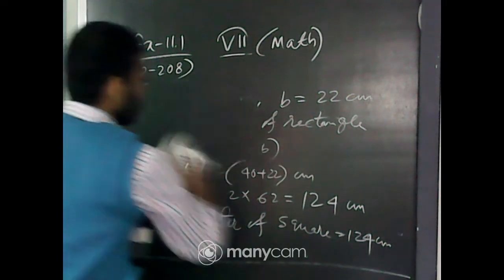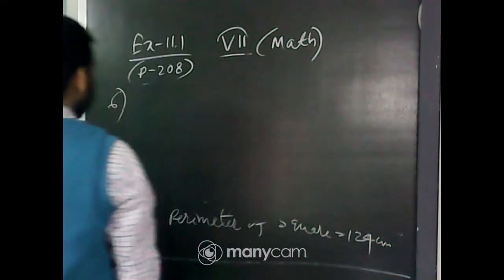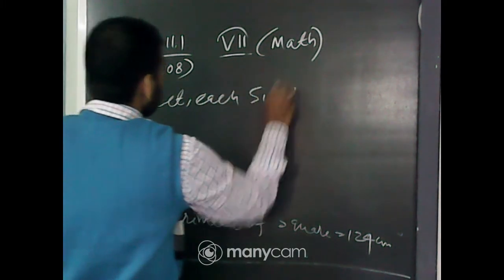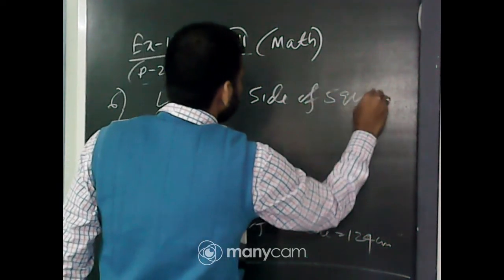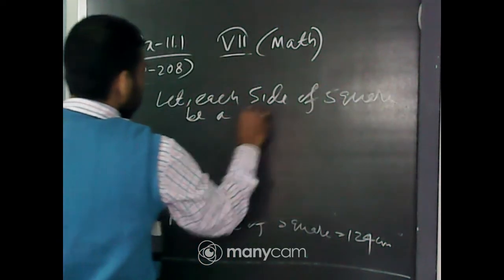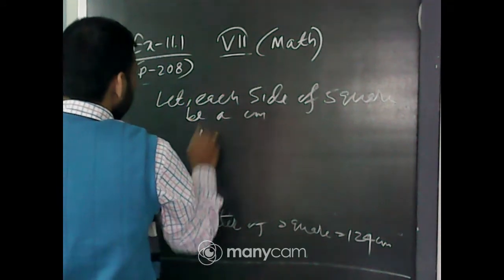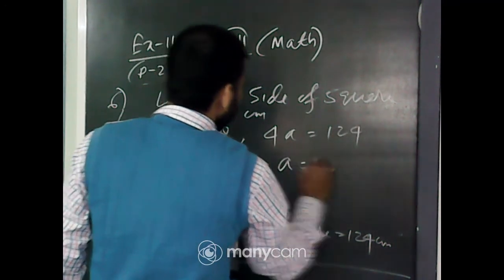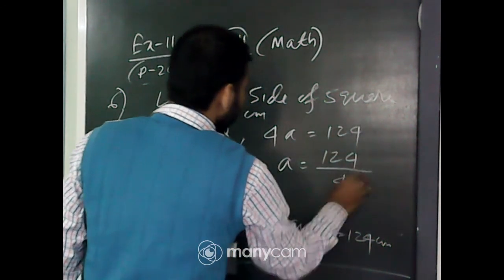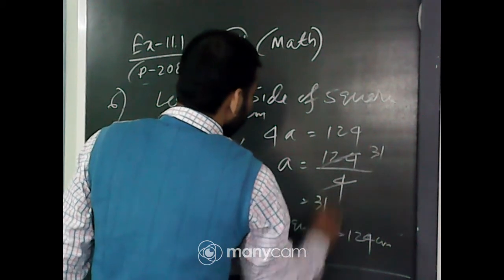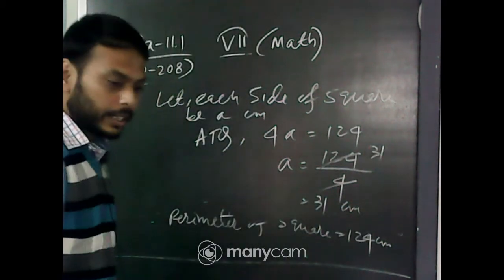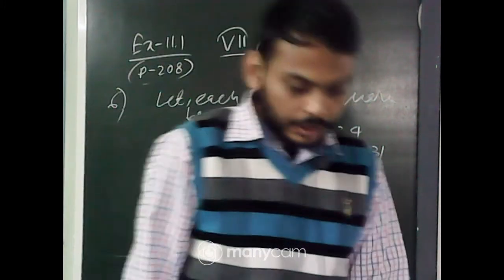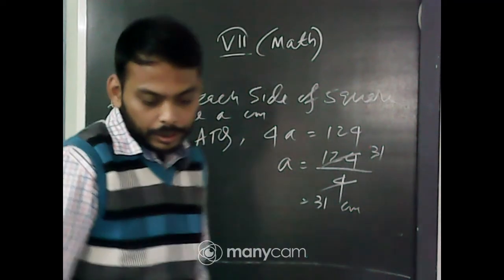Let each side of the square be A centimeter. Therefore, according to the condition, you may write here 4A equals 124. So A equals 124 by 4. After cancelling, it will be 31 centimeter. Isn't it? Just do the calculation. Yes. All of you are correct who are giving the answer.